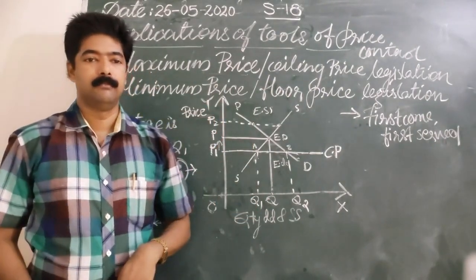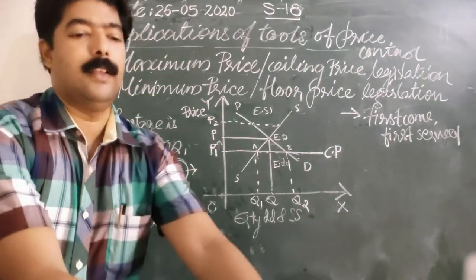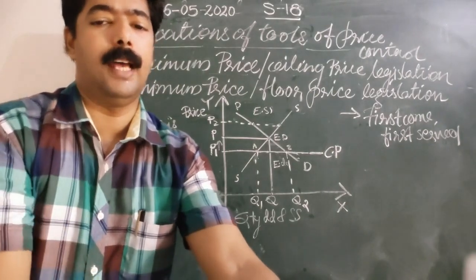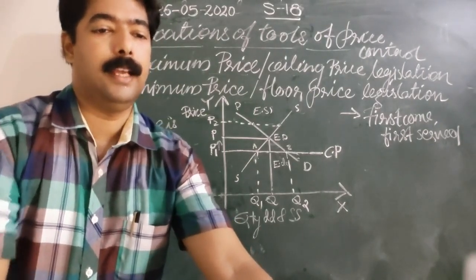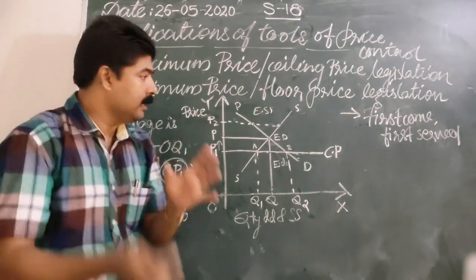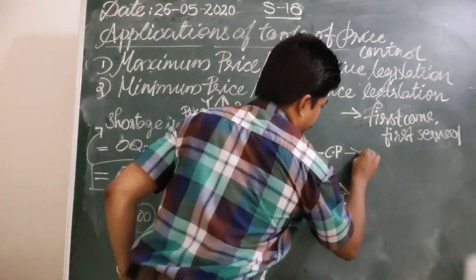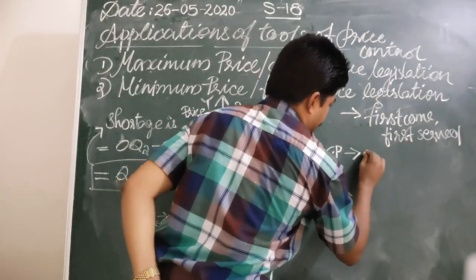Keep that in mind. And the second one, we will see in what way it works. They will say allocation by seller's preference. The second method is allocation or distribution.